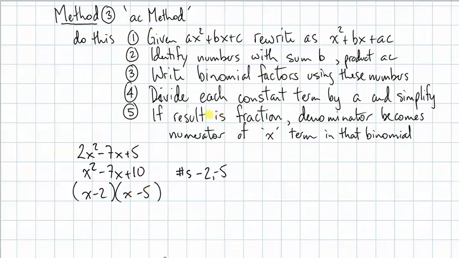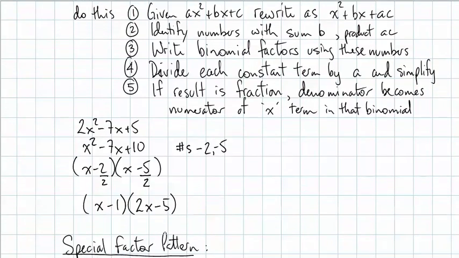Now, what I do next, step 4, is I divide each constant term by the A. The A was a 2. There's a constant term. There's a constant term. I simplify, getting x minus 1, and because this is a fraction, I move the 2 in front of the x, and I leave the 5 there. Done. Those are the three different factor patterns that you need to choose between and get good at least one of them.